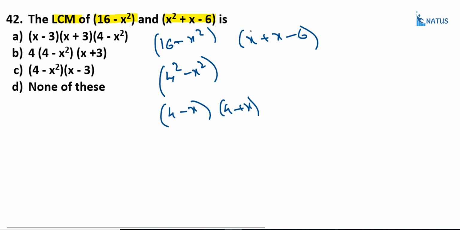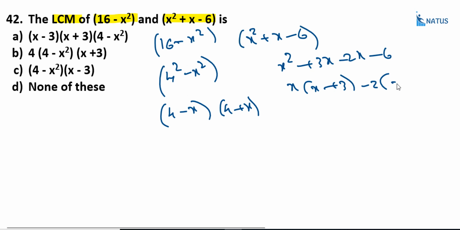Now convert the other equation into factors, that is x square plus x minus 6. 6 into 1 gives minus 6, or not. So what can we do? This is x square plus 3x minus 2x minus 6. So x into x plus 3 minus 2 into x plus 3. So what are the factors? This is equal to x minus 2 into x plus 3.